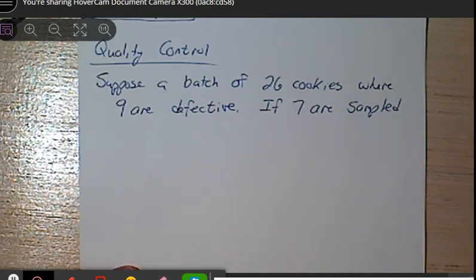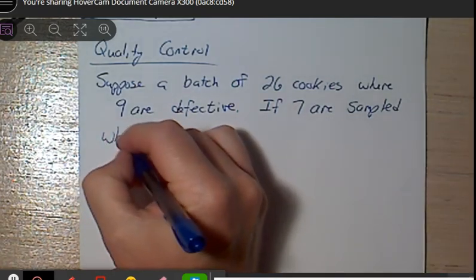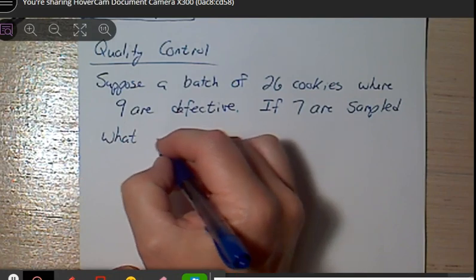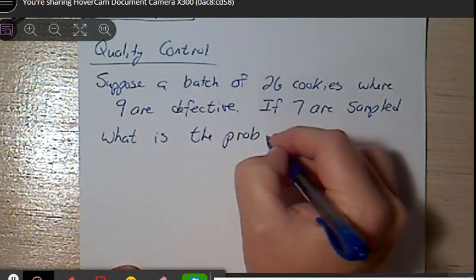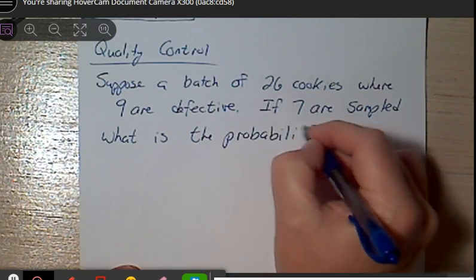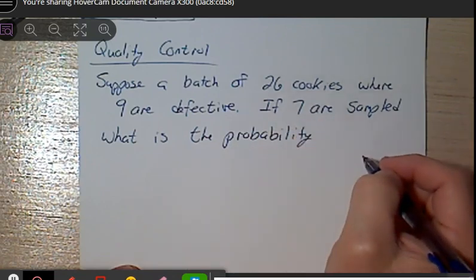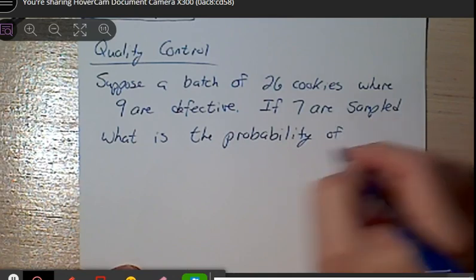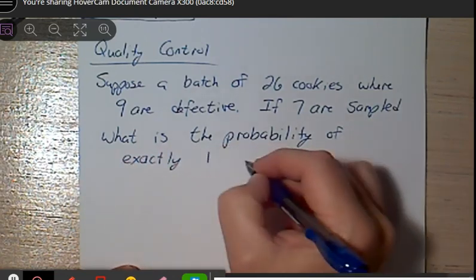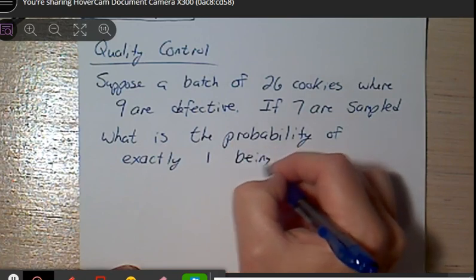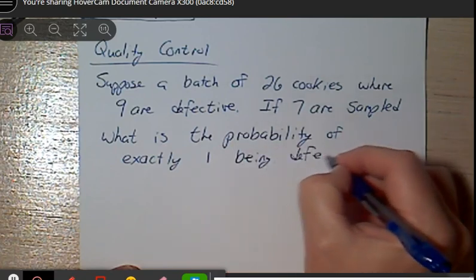So if 7 are sampled, what is the probability of exactly 1 being defective?